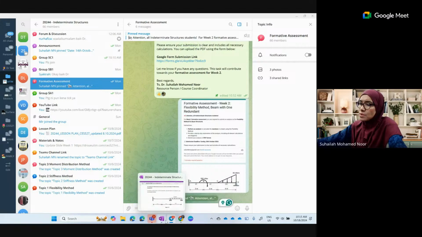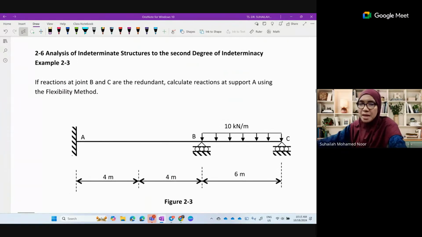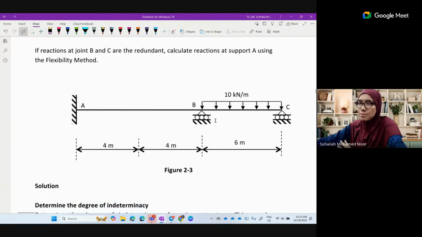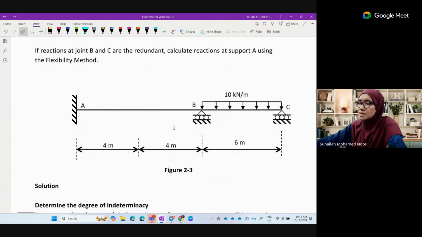For today, we will move to the two redundant system, analysis of indeterminate structures to the second degree of indeterminacy. This is from the module. The module is not ready yet. I will take names first of those who have not bought the module. This is the first version I printed and there are typos, so this week I will finalize the latest version after correction and send it for printing in about 1 week.